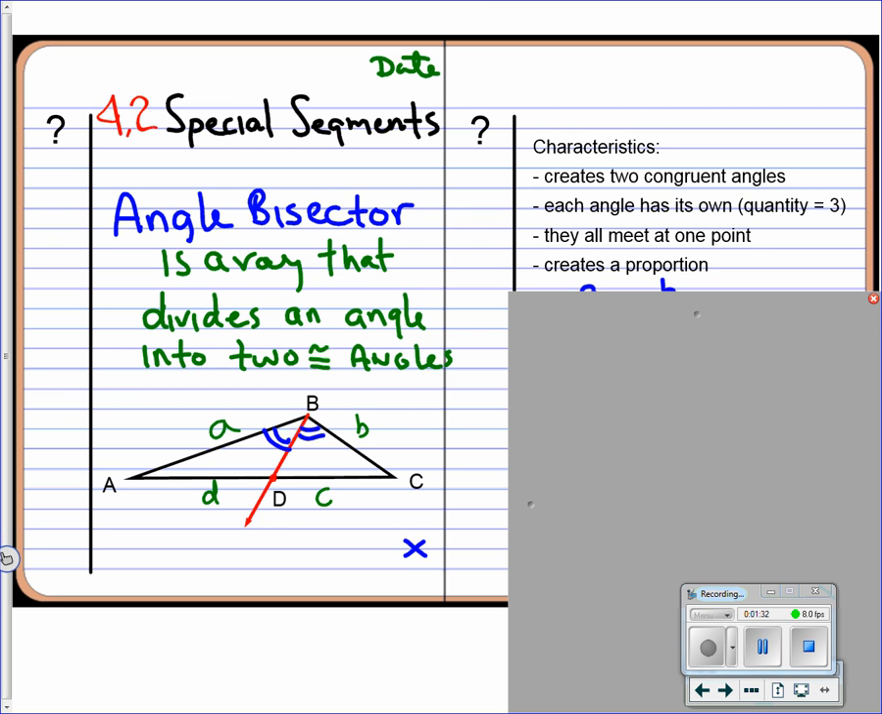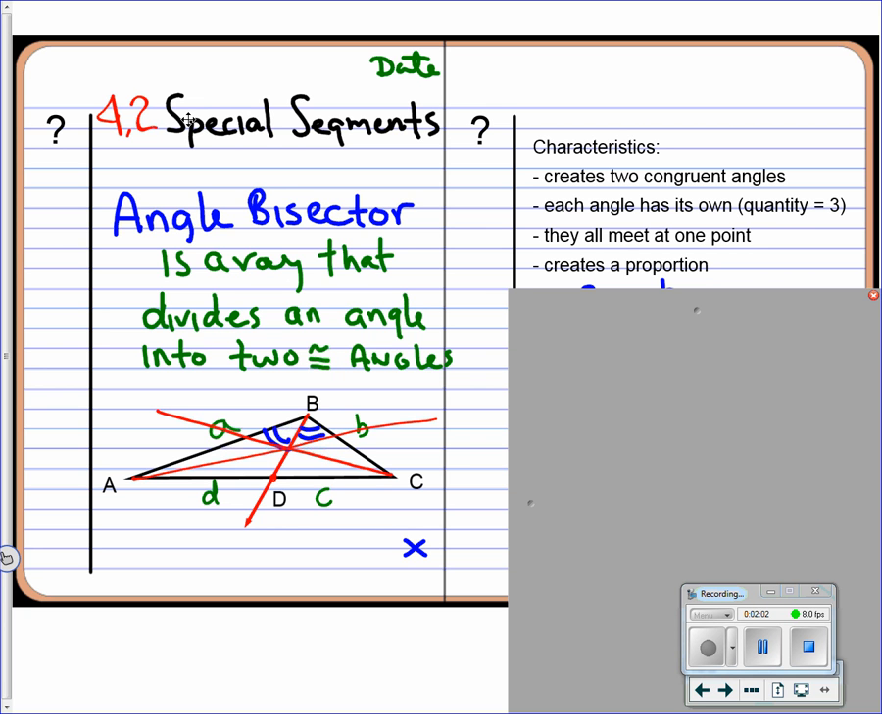So here's the list of characteristics of an angle bisector you should know. It creates two congruent angles. Each angle has its own angle bisector. That means there's three of them in this triangle. C has an angle bisector, A has an angle bisector. They're not drawn here to keep the drawing simple. They all meet at one place. So if I was to draw my angle bisectors, they would all meet in one place.